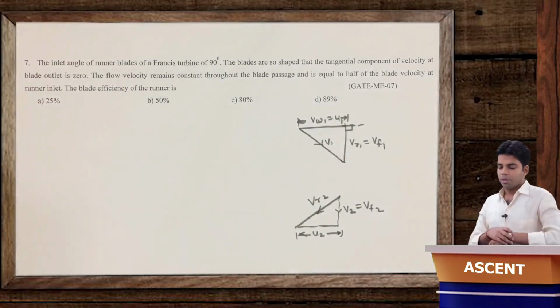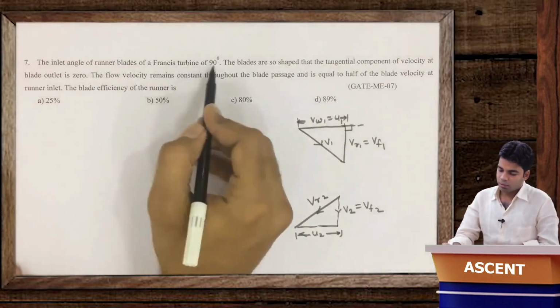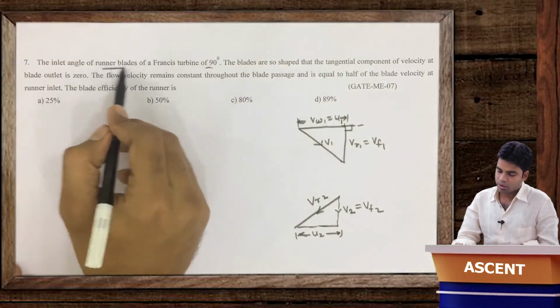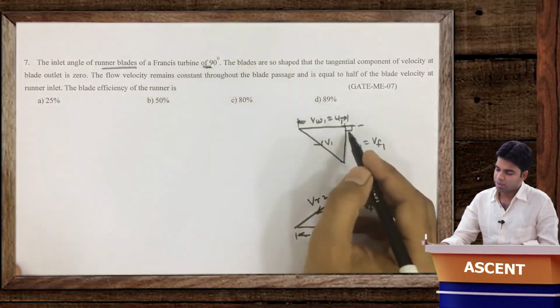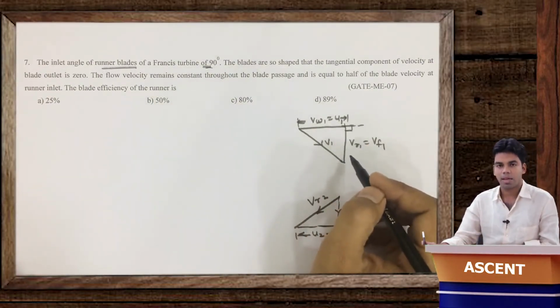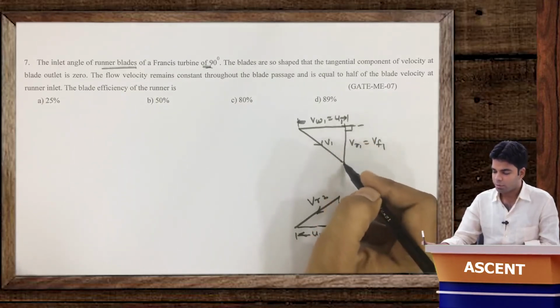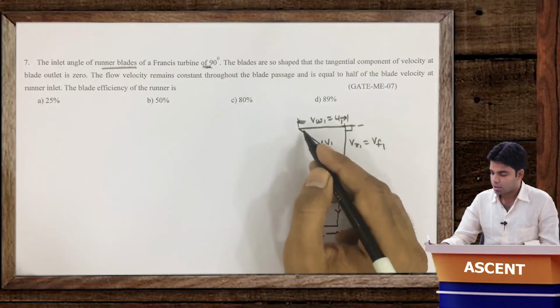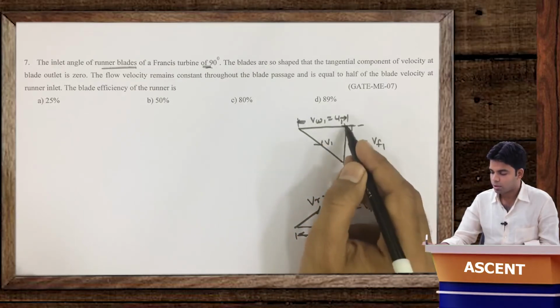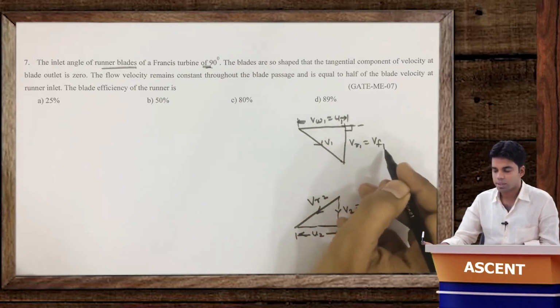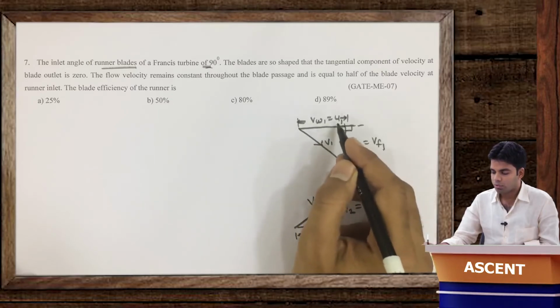समझ में आएगी नहीं यार? Inlet angle दिया हुआ है. For inlet angle for the runner blade is 90 degree. That means inlet runner blade का angle means the angle of VR1 with horizontal वो 90 degree है. That means this VR1 will be vertical, and this V1 will have two components. The vertical component will be equal to VF1, and horizontal component will be equal to VW1, which is also equal to U1 in this case.